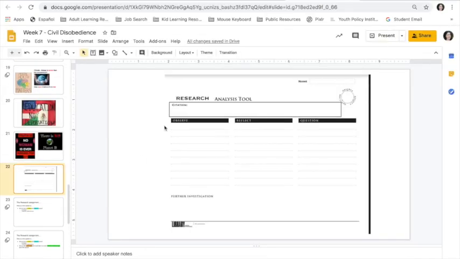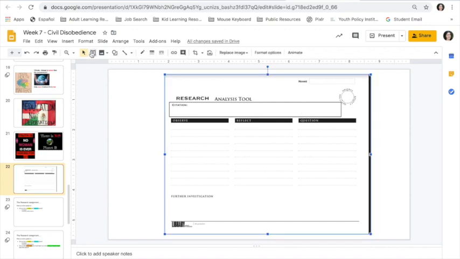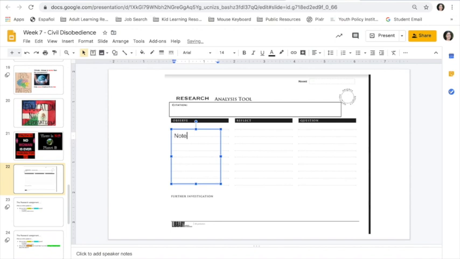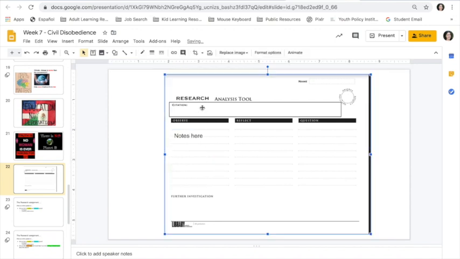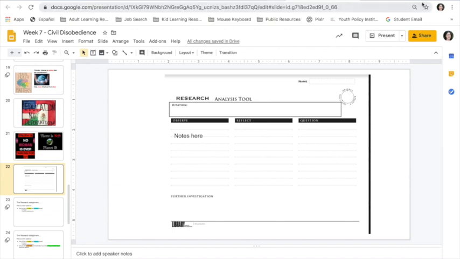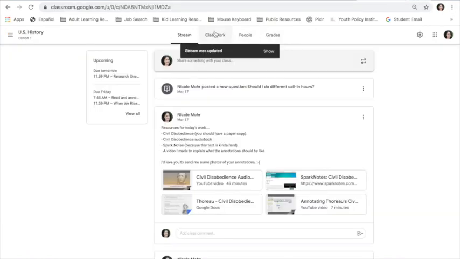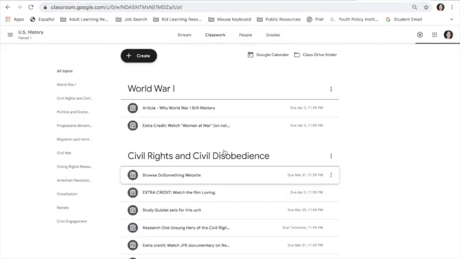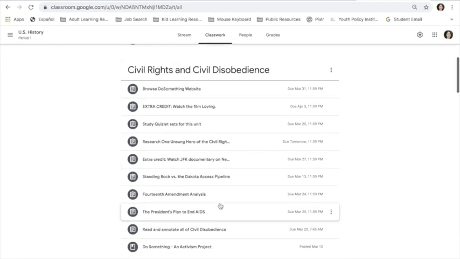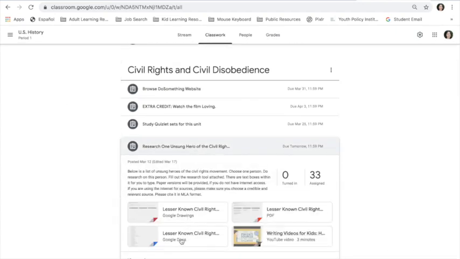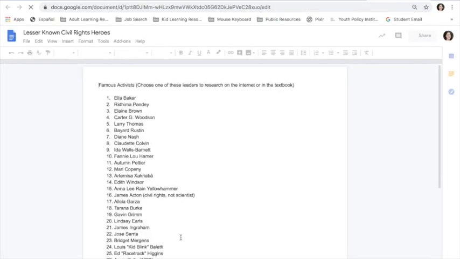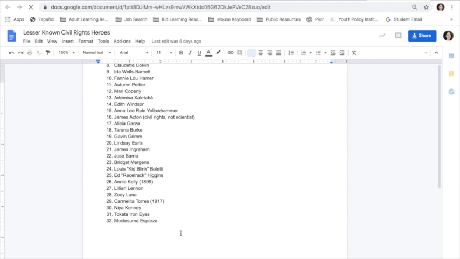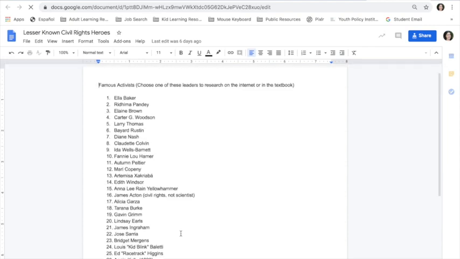So if I go right here and we'll edit this, I'll add some text right here. I'm going to add my notes here. So let's pick one of these civil rights leaders to look at. Crossword. Civil rights. Researching one unsung hero. Lesser known civil rights leaders. So you're going to go and you're going to pick someone off this list. So I'm going to do Sylvia Mendez right now just because that's who I was already speaking about, but you're going to pick someone off this list.